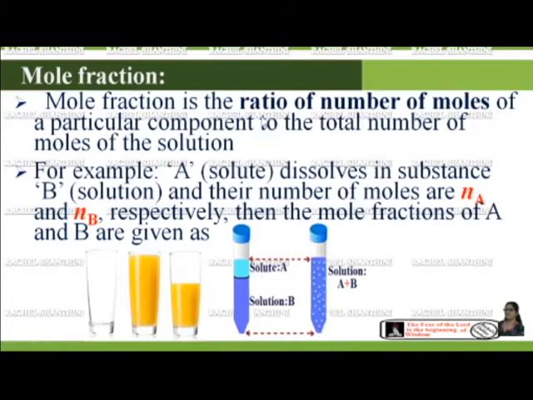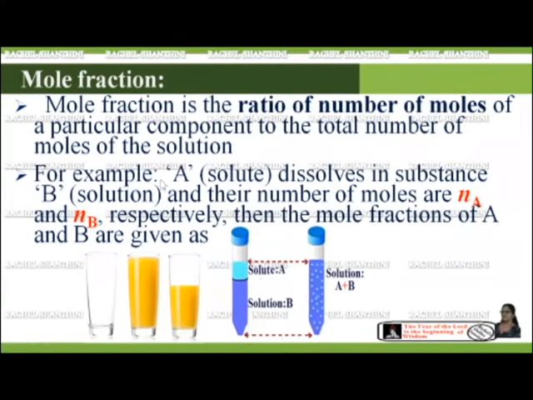Mole fraction is the ratio of the number of moles of a particular component to the total number of moles of the solution. For example, if a solute A dissolves in a solution B and their number of moles are Na and Nb respectively, that is, the number of moles of A is N suffix A and number of moles of B is N suffix B respectively, then the moles of A and B are given as follows.